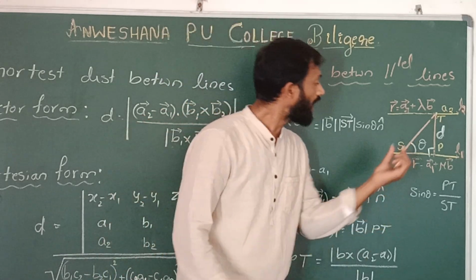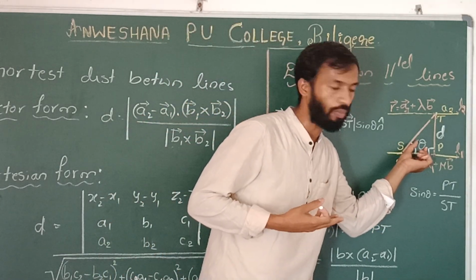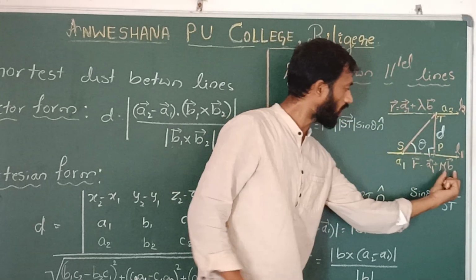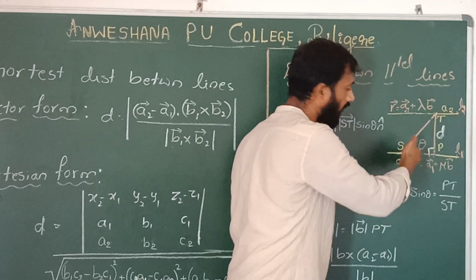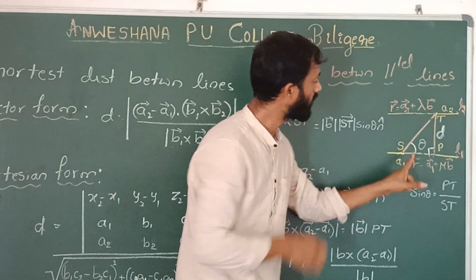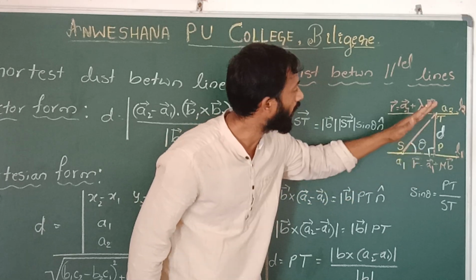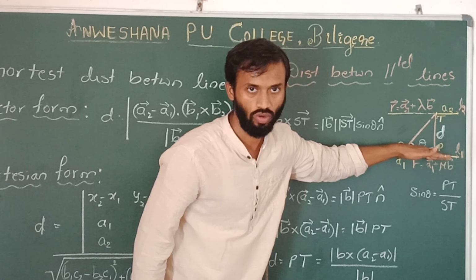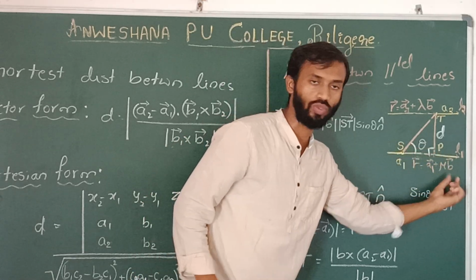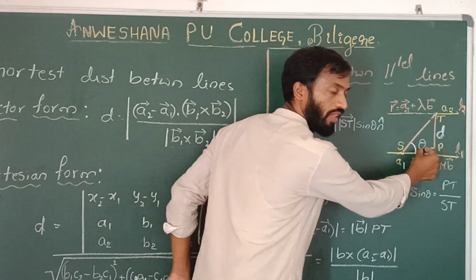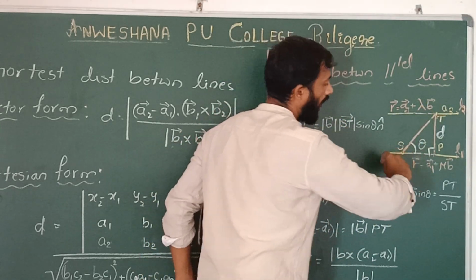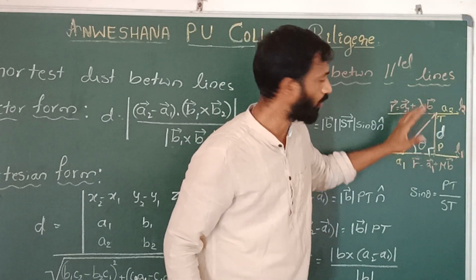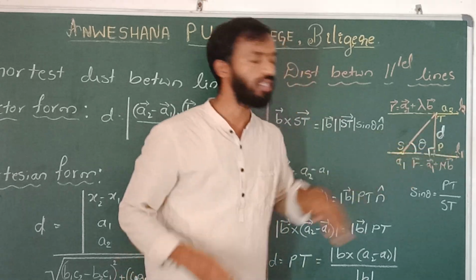Now, please keep in mind, L1 and L2 are both parallel to each other and both lines are parallel to vector B. Here I have taken an angle theta between vector ST and L1, and L1 is nothing but vector B. So let theta be the angle between vector ST and vector B.